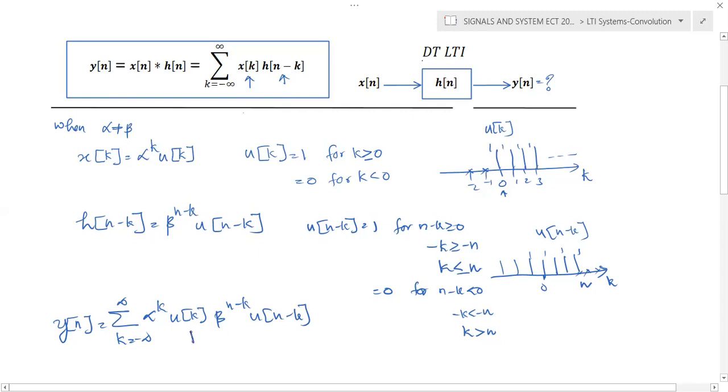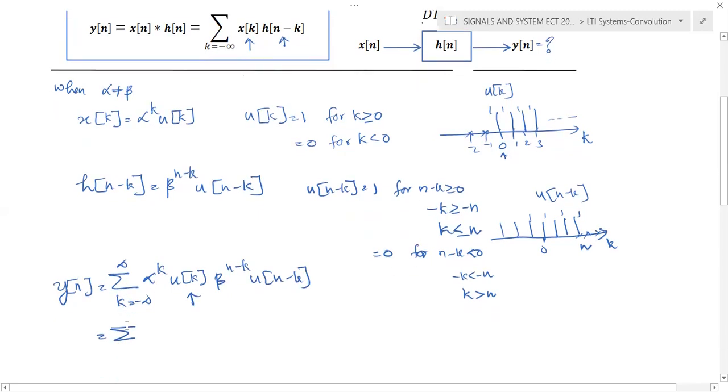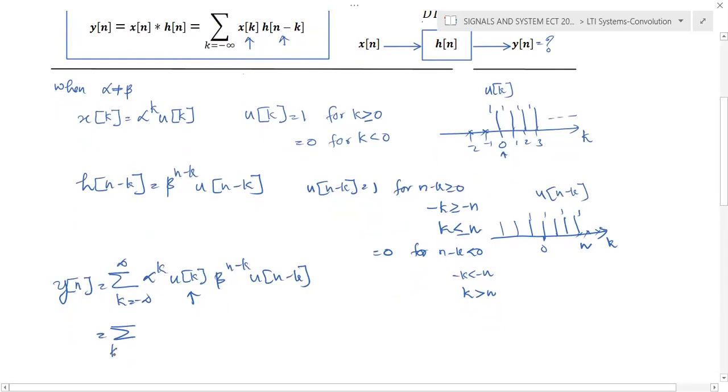You know that the signal u of k exists only from 0 onwards, so we can start the summation from 0. And we know that u of n minus k is from minus infinity to n, so we can limit the upper limit to n. And here it is alpha raised to k into 1, beta raised to n minus k into 1.